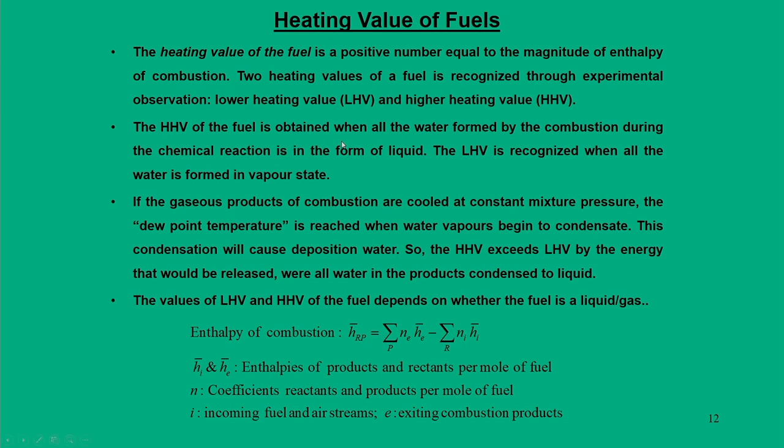So the higher heating value of the fuel is defined when all the water vapor formed during the combustion reaction is in the liquid state, and the lower heating value is recognized when all the products are in the vapor state. When the gaseous products of combustion are cooled at constant mixture pressure, the dew point temperature is reached. Then the water vapor begins to condense, which causes deposition of water. In other words, the higher heating value of the fuel exceeds the lower heating value by the difference in the energy that is released. So, as a final note, the enthalpy of combustion, HRP, is always a negative quantity, and we assign it as a positive number as the heating value of the fuel.